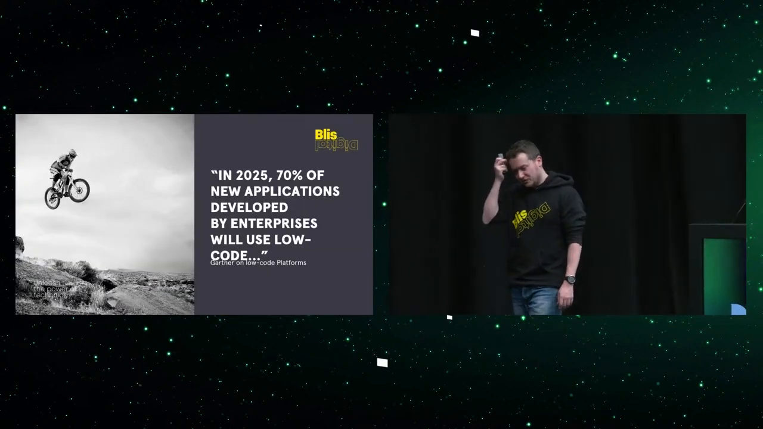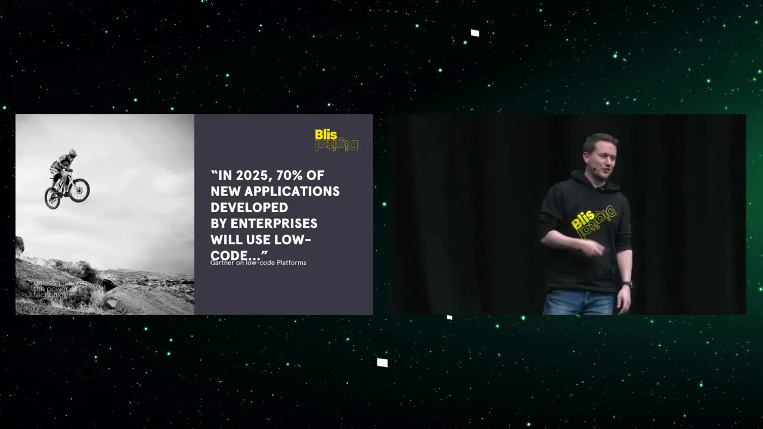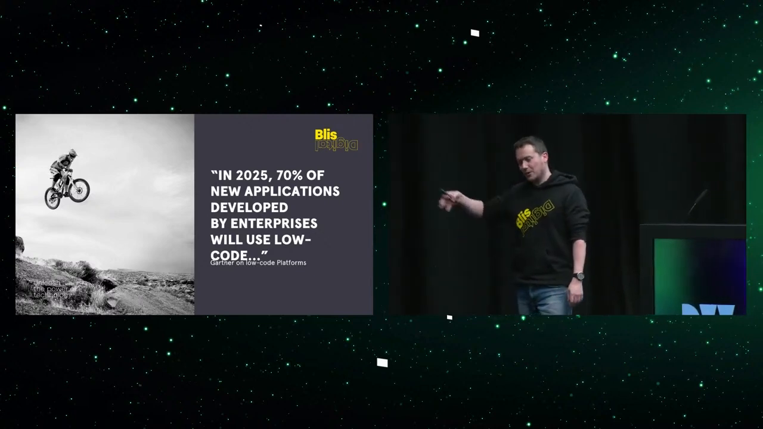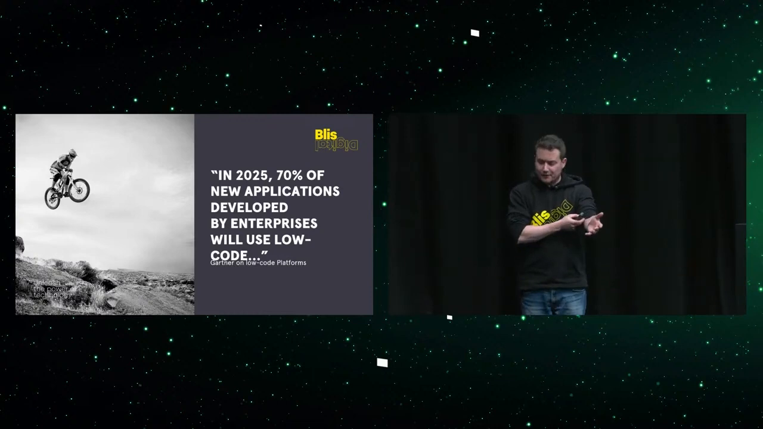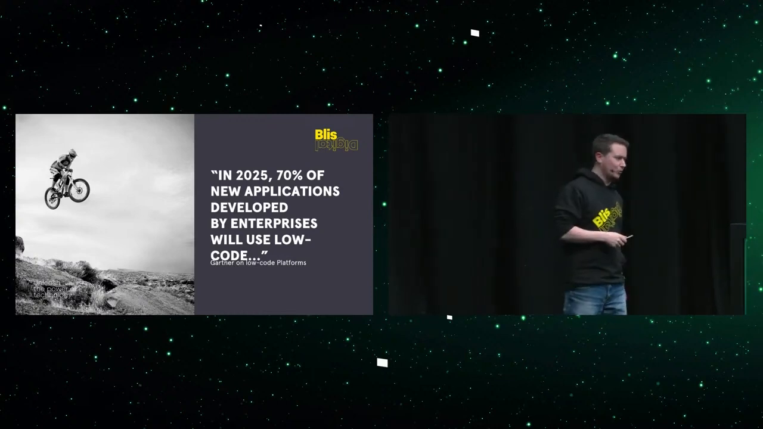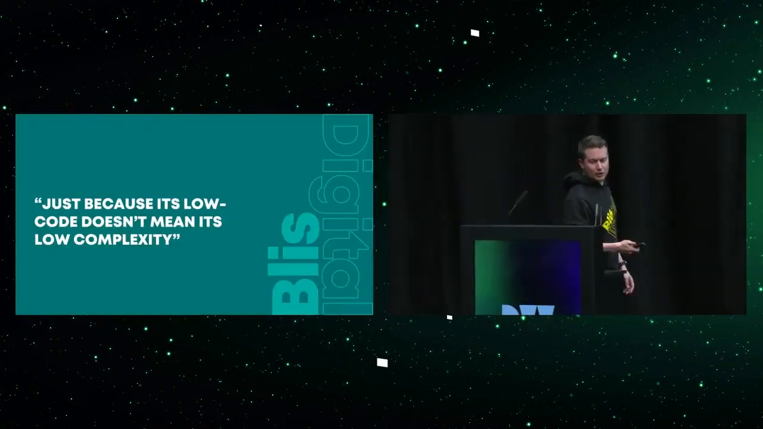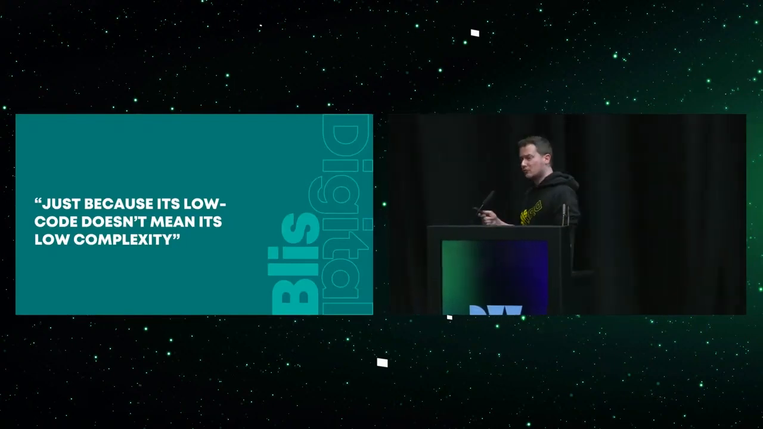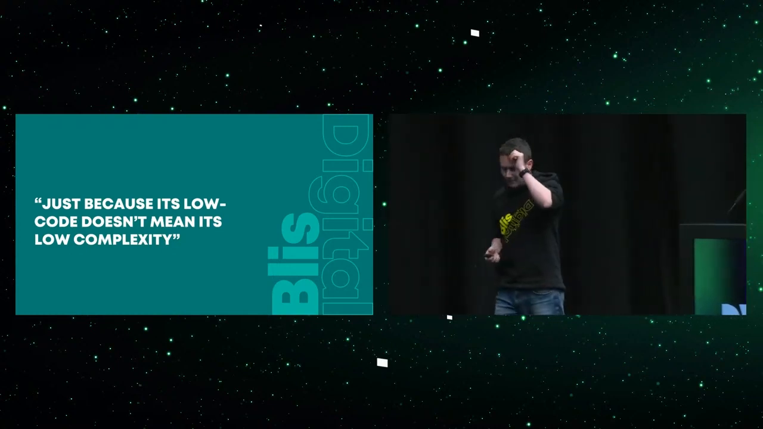And if you look at the world around us, the Gartners or the Foresters of these worlds always talk about how everyone is going to do low code. One of the samples is that in 2025, 70% of new applications developed by enterprises will have low code components or will interact with low code. I like this quote. At the same time, when you talk about low code, just because it's low code doesn't mean it's low complexity. There still can be really complex scenarios that you might need to tackle by using low code.